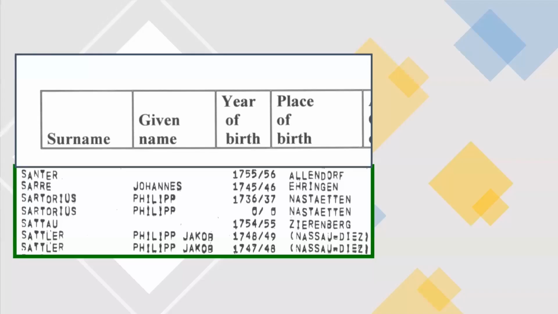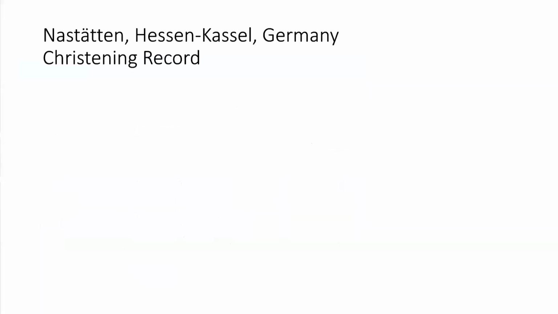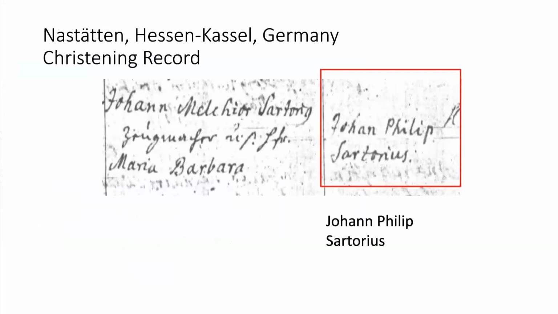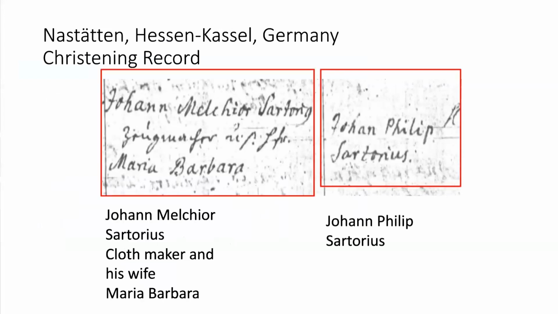In this register example, it shows that Philip Zartorius was born in 1736 or 1737 at Neustetten. At this time period, Neustetten belonged to the area of Hessen-Kassel. In checking the christening records, the following record was found for Johann Philipp Zartorius. The record gives his parents' names as Johann Melchior Zartorius, a cloth maker, and his wife Maria Barbara.